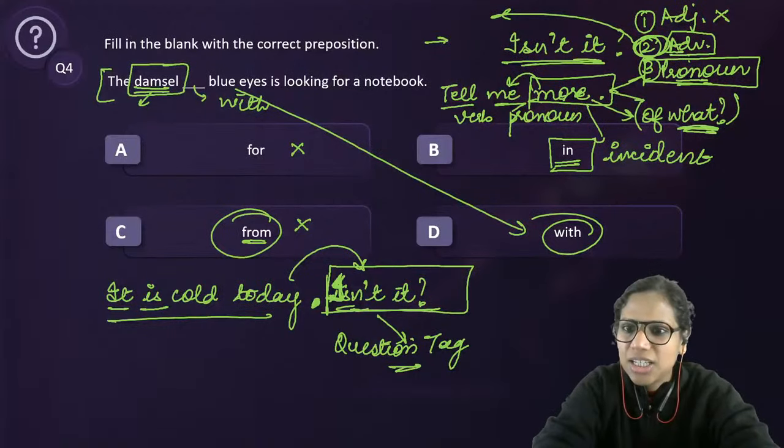Pronoun is the answer. So those who said pronoun, good, good, good. Acha, this was there in a mock. All right, all right.